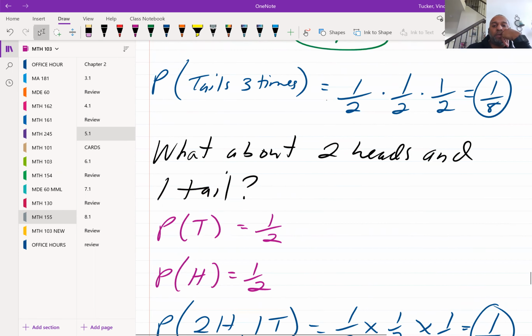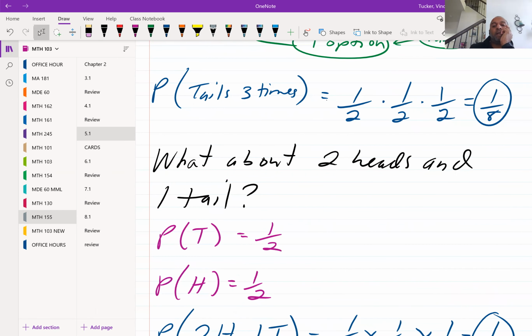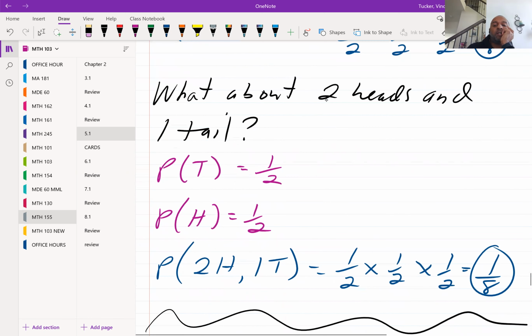All right. So here's where we are. What about landing 2 heads and 1 tails? Well, we know tails is 1/2, and if tails is half, that means heads is the other half, right? And so that's still going to give us 1/8. So you're talking about heads 50%, heads 50%, and then tails. It's also a 50% chance of getting it. So 1/2 times 1/2 times 1/2 will still give us that 1/8.